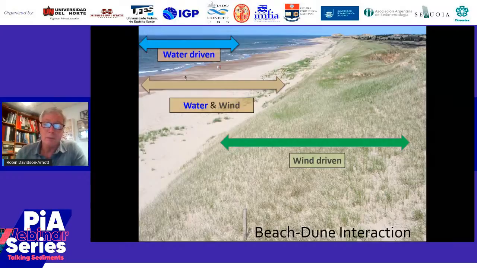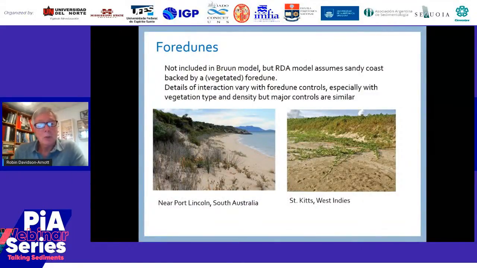And this is a picture of the beach system at Greenwich Dunes in Prince Edward Island, which is in the Gulf of St. Lawrence, where for the last 10 or 15 years we've done most of the work on beach-dune interaction. So we'll see a little bit more of that in a moment. We're looking at interaction between the beach and foredunes, and of course, foredunes are not included in the Bruun model, but the RDA model assumes that we're dealing with a sandy coast backed by some kind of vegetated foredune. It probably does work also with dunes in more arid regions where you may have nebkhas, but I've not studied that in detail yet.